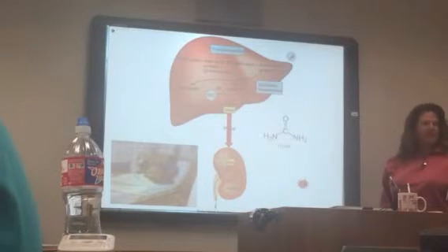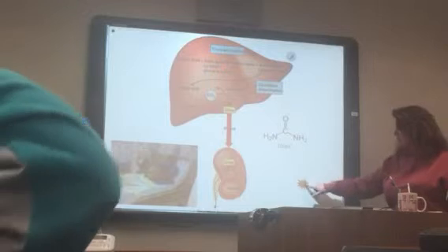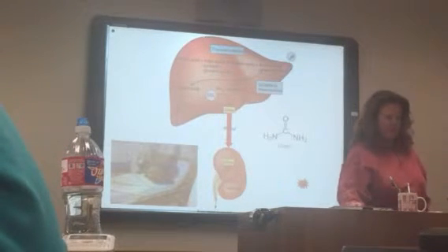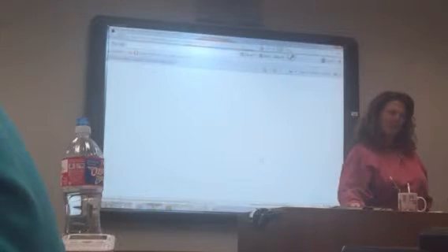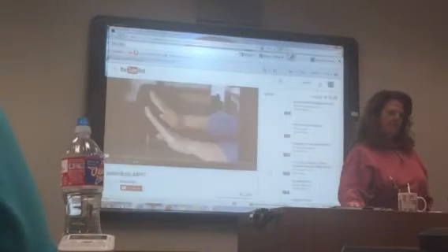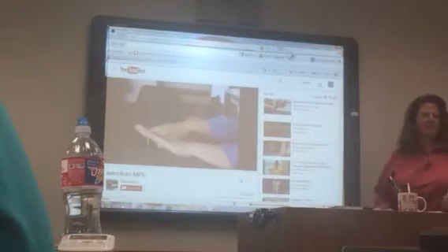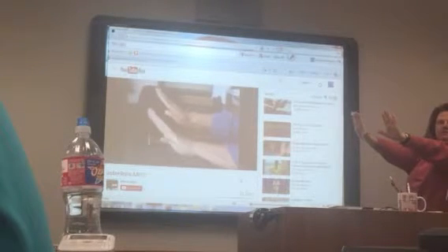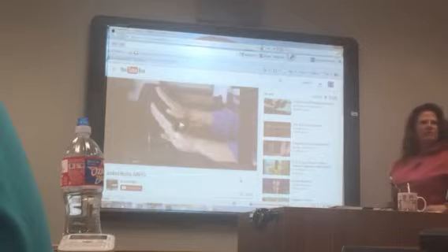The ammonia is toxic to the nervous system and has to be removed. They will get a type of flapping tremor when they have high ammonia levels. You can see that woman's hands, she can't hold her hands out straight because of high ammonia levels.